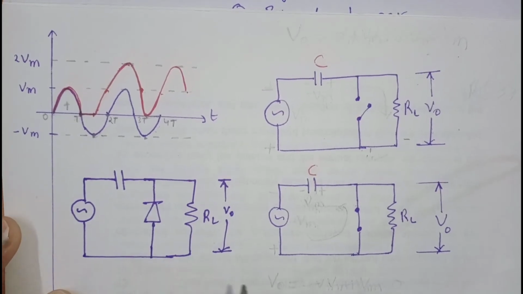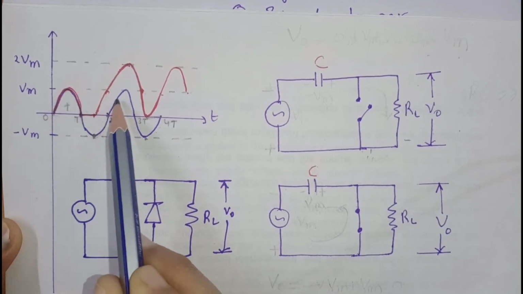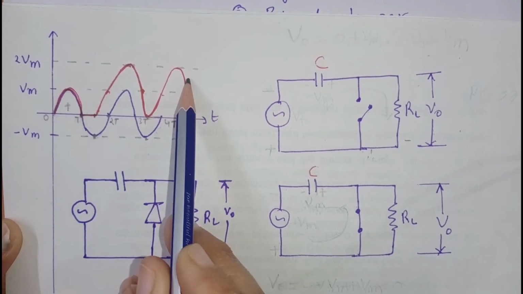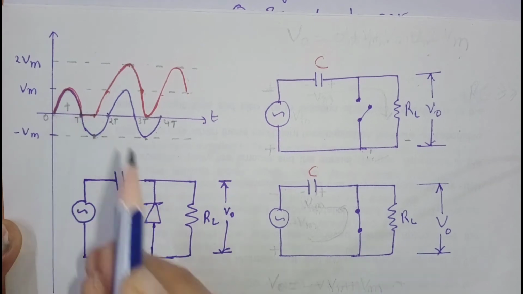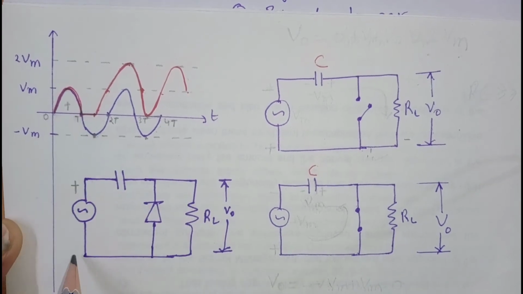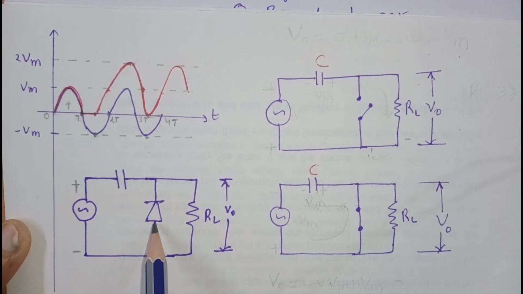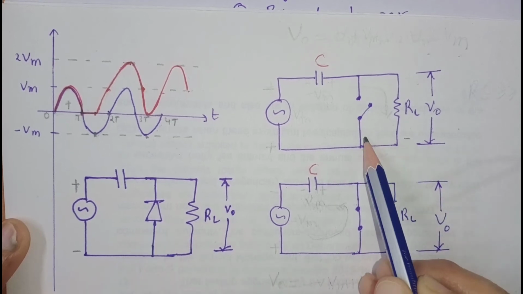Now we will analyze this positive clamper circuit. This is the input signal. This blue wave shows the input signal and this red wave shows the output signal. Now during the positive half cycle, this terminal is positive and this terminal is negative. So the positive terminal is connected to the N side and the negative terminal is connected to the P side. So this diode is reverse biased, and the equivalent circuit will look like this one.